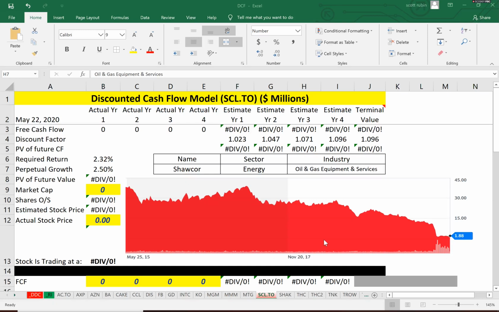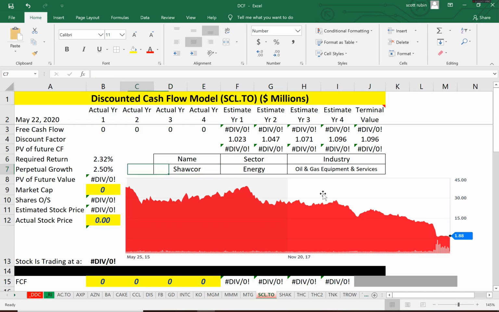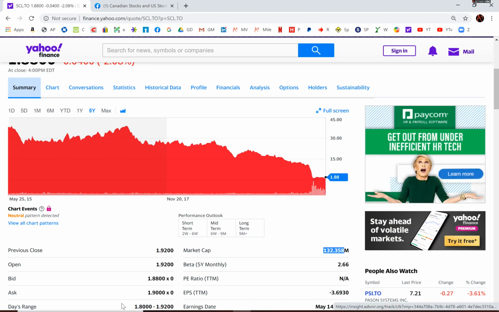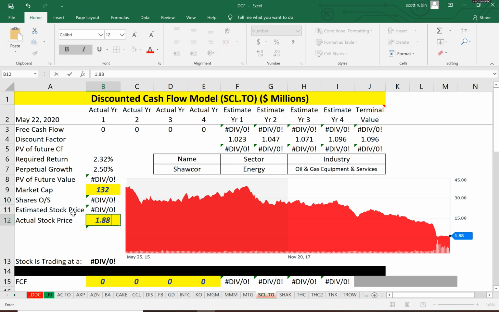Let's look at Shawcor, the ticker SCL.TO, and the TO stands for Toronto. So it's traded on the Canadian Stock Exchange. And we're going to start off with their market cap. So it's a small company, 132 million shares. 132 million market cap, and the stock price is $1.88.